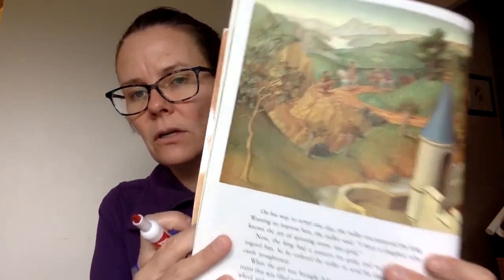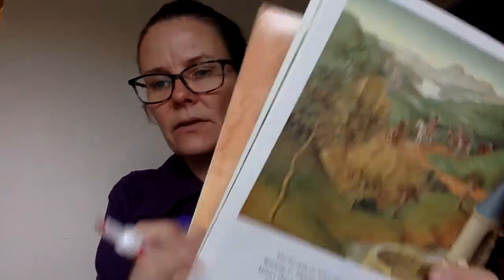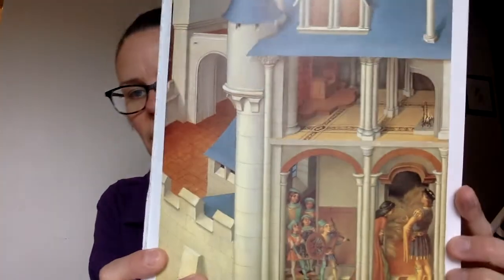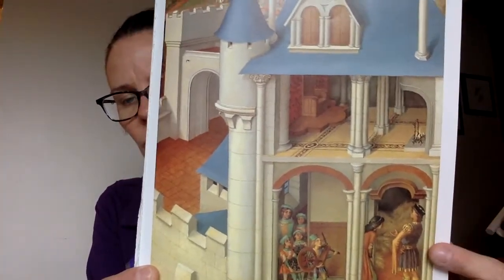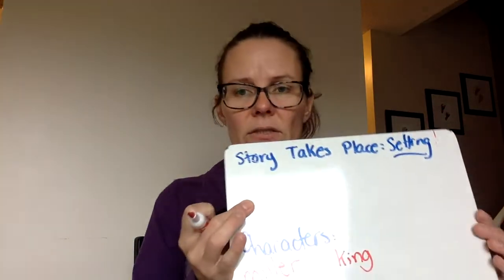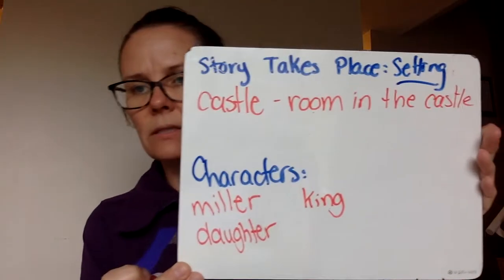So there's the miller on his small pony, and there's the king, and here's the poor girl that is instructed to spin all the straw in the room into gold. So right now, there's the setting for the story. The setting of the story is where the miller's daughter is right now. So she is inside the castle. Or you can even be more specific. You can say she's inside a room in the castle. And that's right now, that's where the story is going to take place. Okay, so that's where the story is taking place.